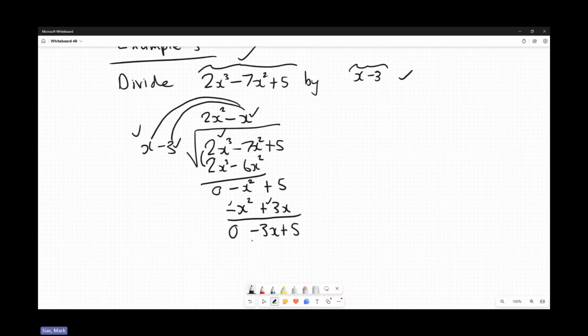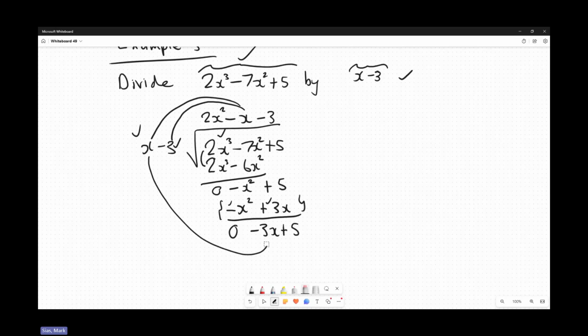Thanks for that. And again, there's a sign change happening here. Minus and a plus is 0, okay? Right. Now, lastly, the degrees are still fine. So I can divide x into minus 3x. So I'm dividing this x here into minus 3x. It goes in there minus 3 times, okay?